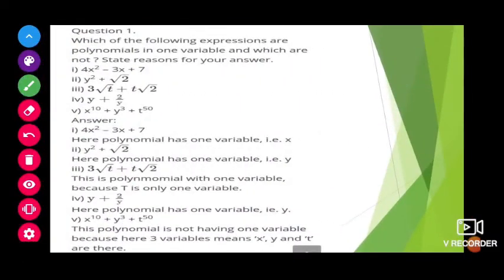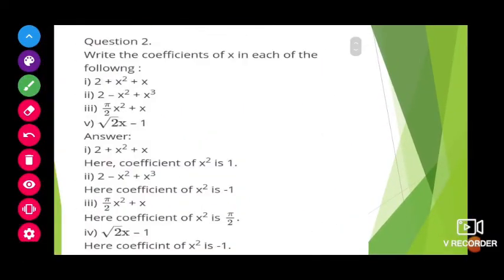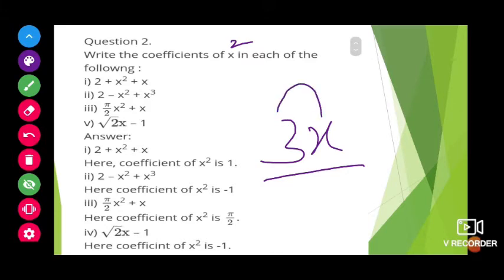Next, question number 2. Write the coefficient of x square. Actually, it's by mistake, x is there. It should be x square in each of the following. Okay. What is meant by coefficient, I think you already know. I'll just revise. For example, if you are having 3x in the product, then 3 is called the coefficient of x and x is called the coefficient of 3.